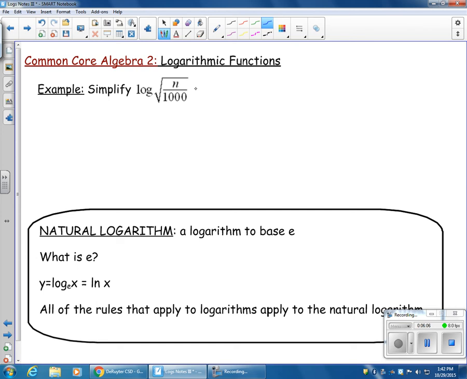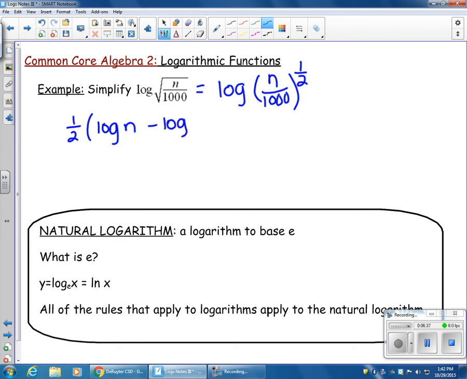Next example, log of the square root of n over 1,000. So square root is 1/2 power. Our power rule says that the 1/2 comes out in front. And our division is subtraction. So we have log of n minus log of 1,000.